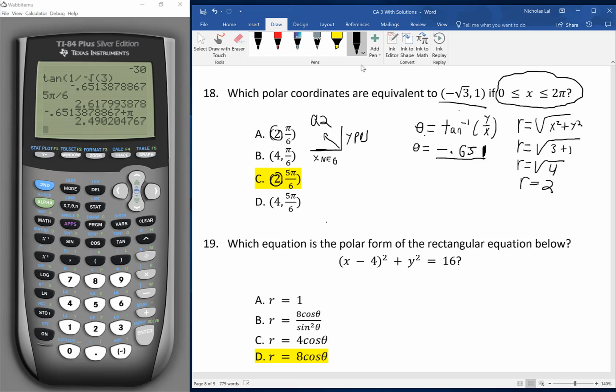But then we need to find out 5 pi over 6. We also know 5 pi over 6 is a quadrant 2 angle. And because it's a quadrant 2 angle, we can do C. You can also convert your radians into degrees if that makes it easier for you. Because if you converted radians to degrees, you could do 5 pi over 6. To convert from radians to degrees, you multiply by 180 over pi.